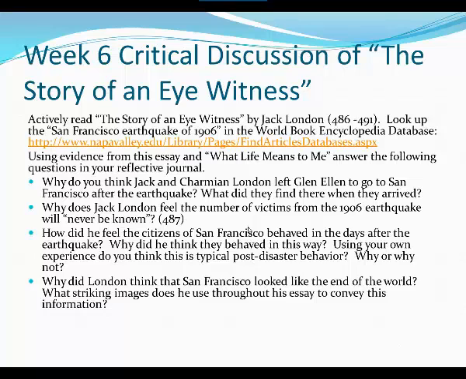Why do you think Jack and Charmian London left Glen Ellen to go to San Francisco after the earthquake? What did they find there when they arrived? Why does Jack London feel the number of victims from the 1906 earthquake will never be known? How did he feel the citizens of San Francisco behaved in the days after the earthquake? Why did he think they behaved in this way? Using your own experience, do you think this is a typical post-disaster behavior? Why or why not? Why did London think that San Francisco looked like the end of the world? What striking images does he use throughout his essay to convey this information?